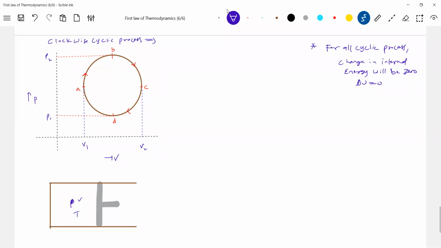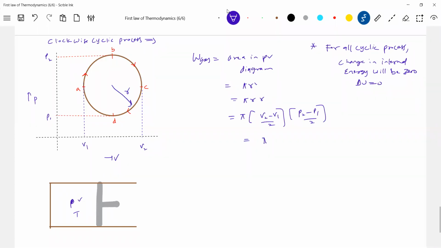Okay, let's calculate the work done. Area under the curve. What is the area? Area of the circle. So the work done by the gas should be equal to the area in the PV diagram. So what is this area? Pi r squared, so pi into r into r. What is one radius? V2 minus V1 by 2. What is the other radius? P2 minus P1 by 2. So therefore this will be pi.